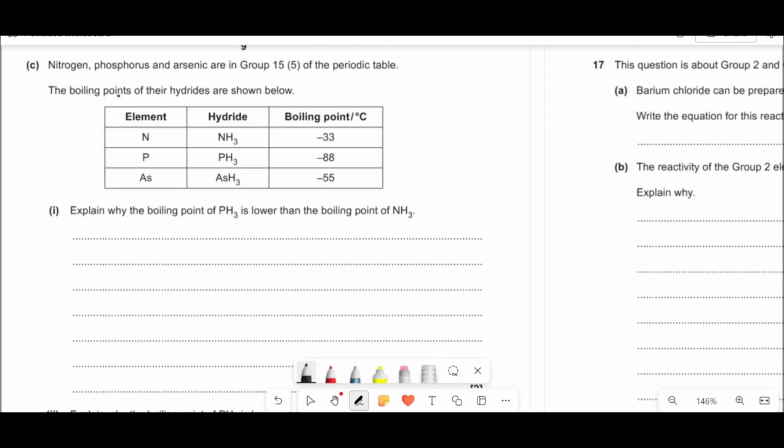So nitrogen, phosphorus, and arsenic are in group 5 or 15 in the periodic table. The boiling points of them are shown below. So NH3 has the highest boiling point. Then it's P and As, where As is the next lowest, and then P is the lowest.